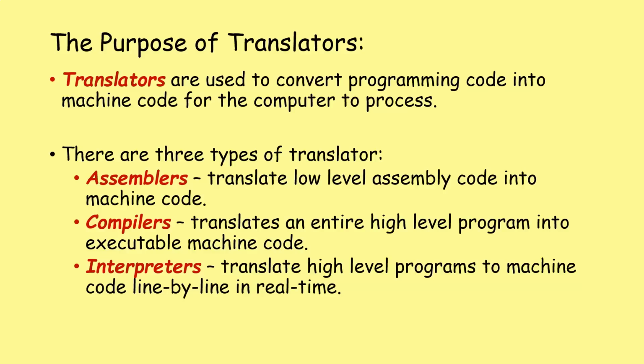Translators are used to convert programming code into machine code for the computer to process. There are three types of translator. Assemblers translate low-level assembly code into machine code. Compilers translate an entire high-level program into executable machine code at once. And interpreters translate high-level programs to machine code line by line in real time.